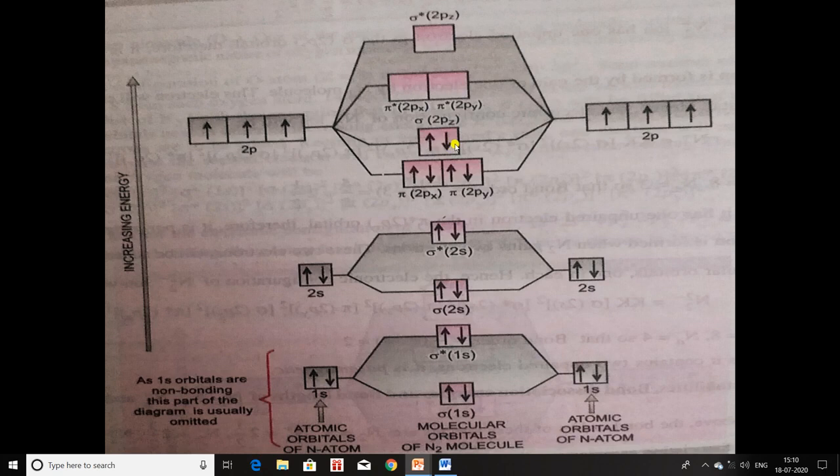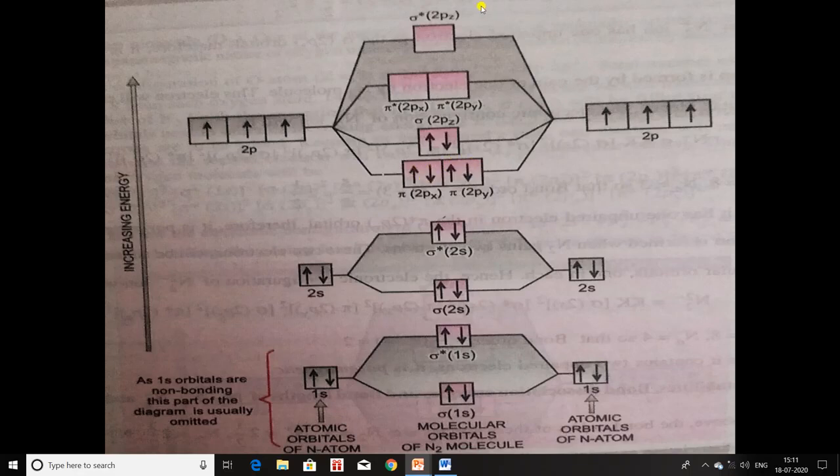You cannot change this order, because orbitals are filled in this manner. So this is how we will fill the electrons. Now tell me how many unpaired electrons are present in the molecular orbitals. The answer is 0. No electron is unpaired here, because you can see that every orbital is fully filled.